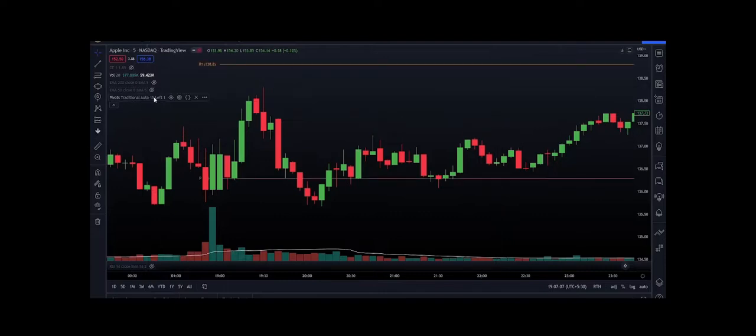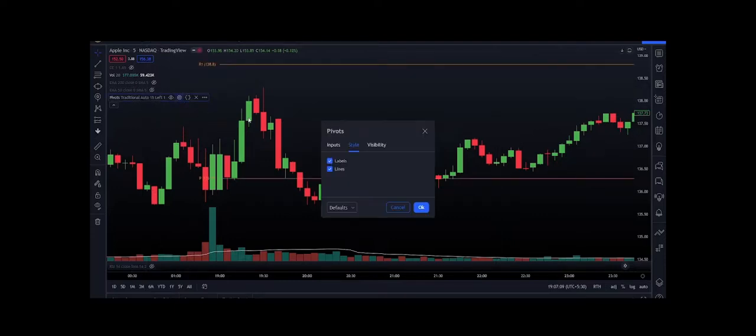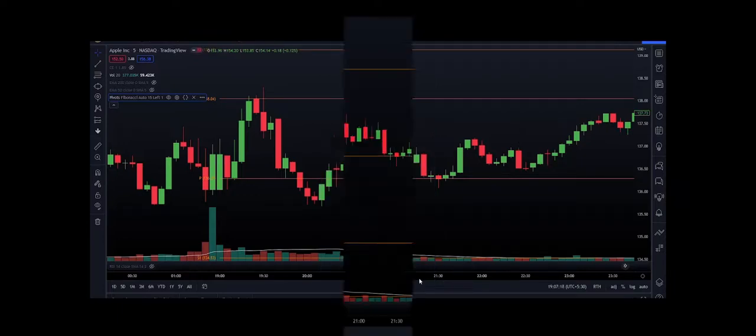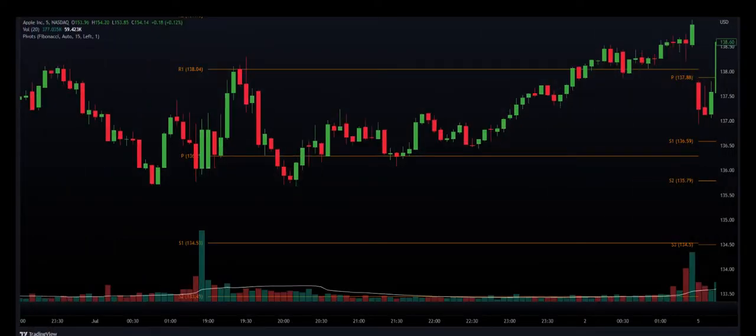You will need to apply pivot points in the Indicators tab and then change it to Fibonacci as shown in the video. Also, apply volume indicator and enable MA in that. We are applying this strategy to Apple stock at 5-minute time frame. We are looking at the 1st of July here. This is our first 5-minute candle.